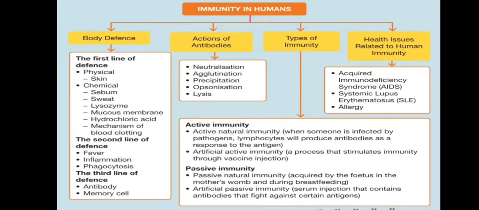So that's all for immunity in humans, we have learned about body defense. We have the first line, second line, and third line of defense. Actions of antibody: neutralization, agglutination, precipitation, opsonization, and lysis. And we have types of immunity, active and passive immunity. Okay, remember the difference between active and passive. And also AIDS, okay, health issues related to human immunity.